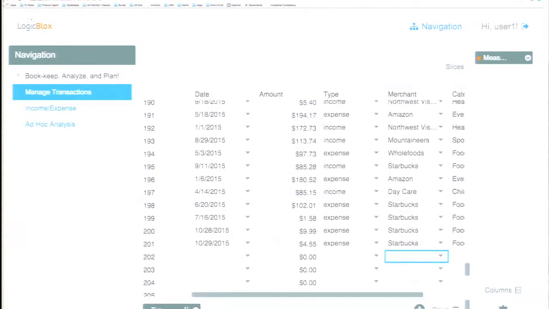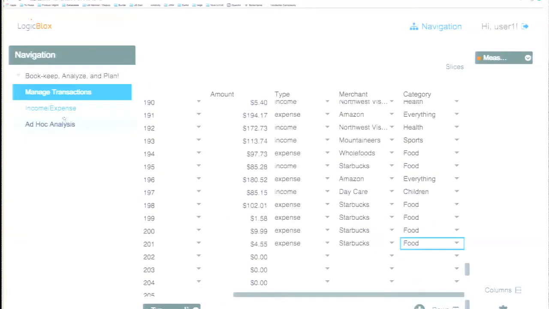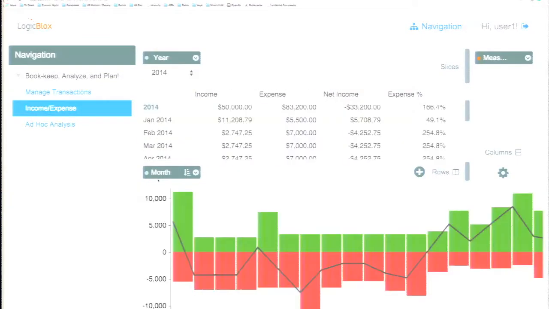And then we also have a second page, which is used for both historical analysis as well as for planning. So here I'm looking at my historical spending versus income. I also have some computed values like net income and the percentage of my income that I spent, right? I only have 2 years worth of data, so we can look at 2014 and 2015.